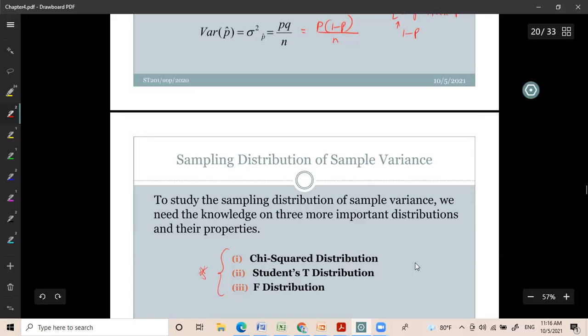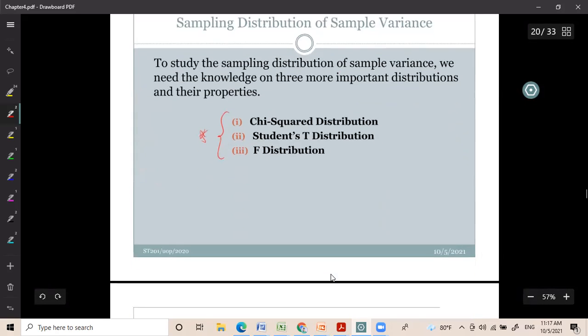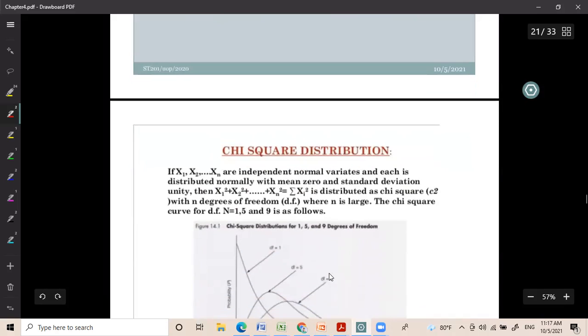Okay, especially the chi-square distribution will be used in categorical data analysis. Student t and F distributions, you will use them in regression analysis, time series, and also in the design of experiments, and also in ST203. So we will learn in detail about these distributions in the other courses. So we are going to introduce them in this course. Okay. So let's look at these distributions one by one.